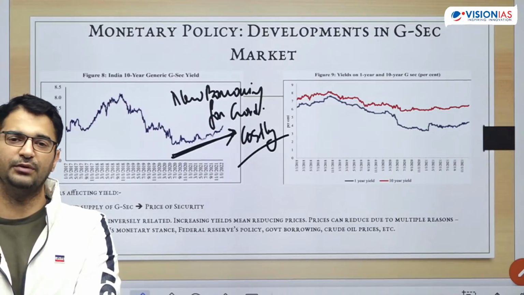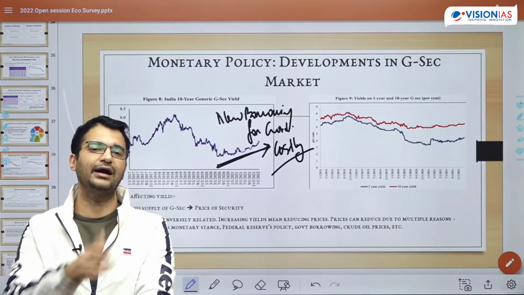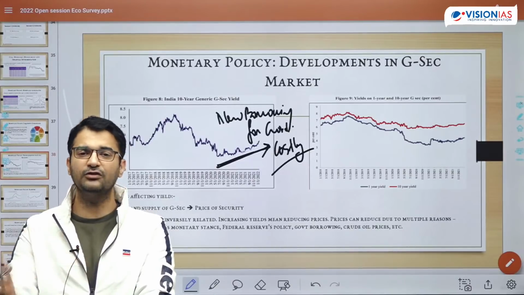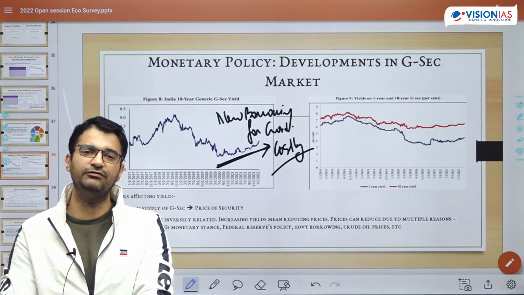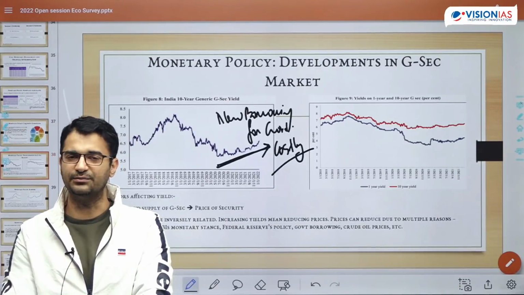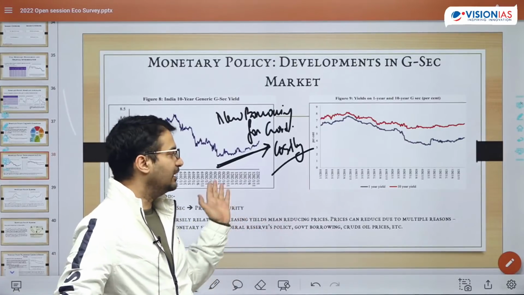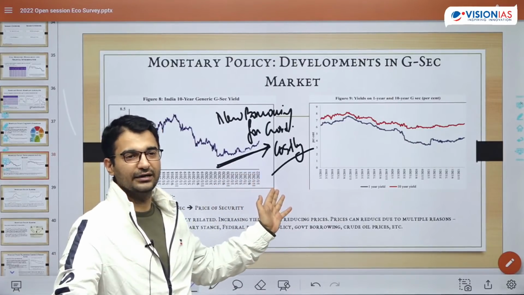Foreigners who had purchased government bonds are dumping government bonds in the Indian market and they are going back and taking away their money. Again, the supply of government bonds will increase, which will cause a fall in their price. So any of these things may cause a fall or increase in price, which will cause a change in yields accordingly. So this has been the development in the government securities market last year.